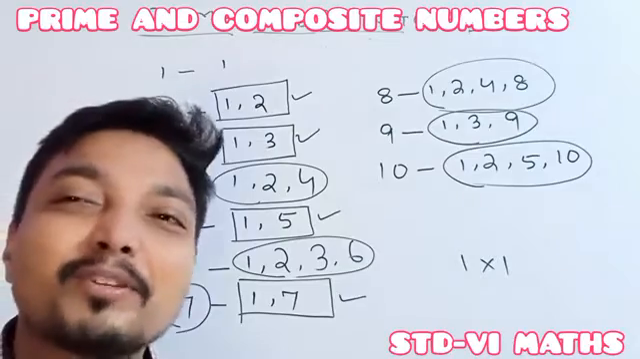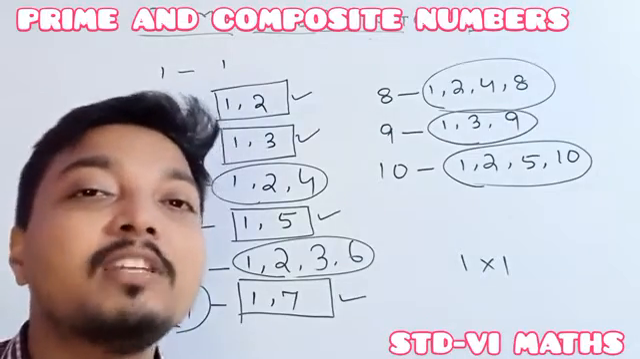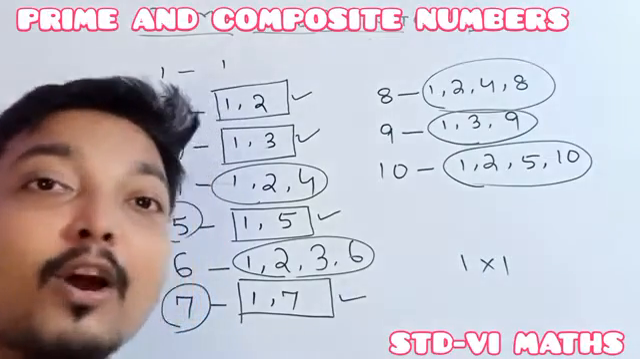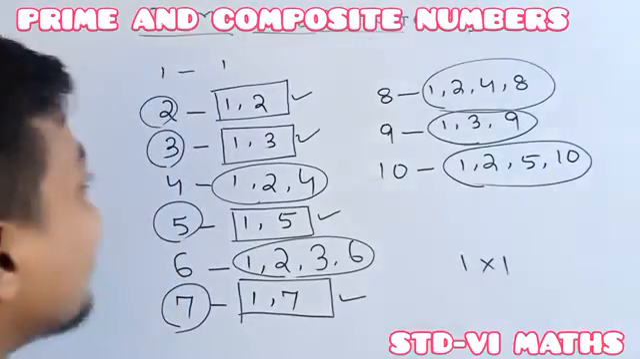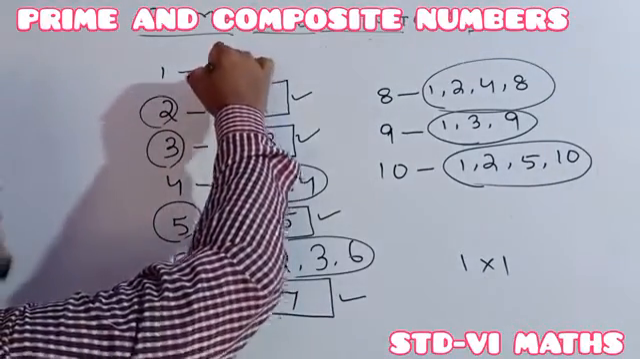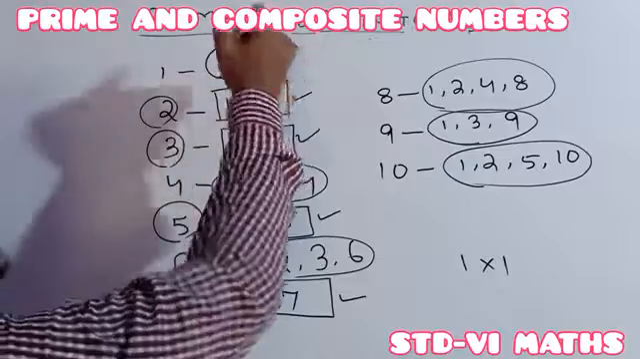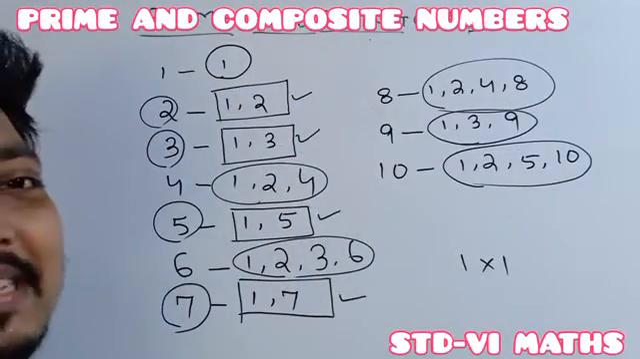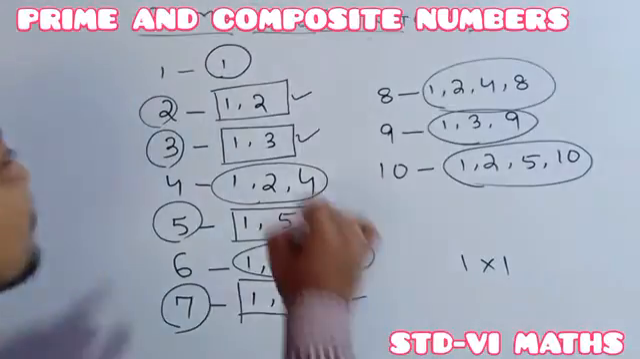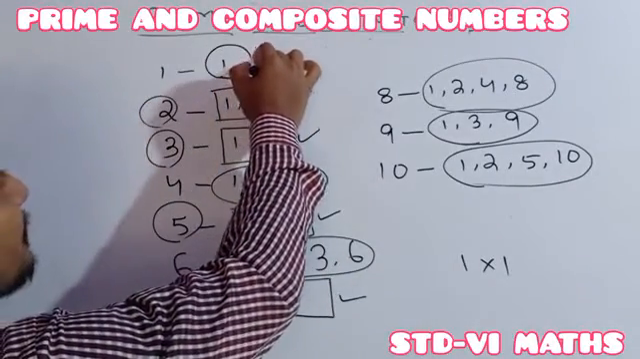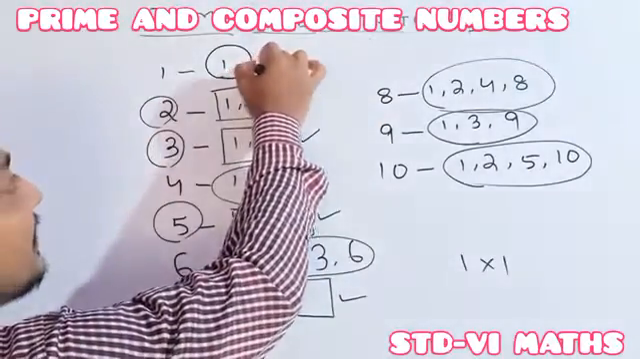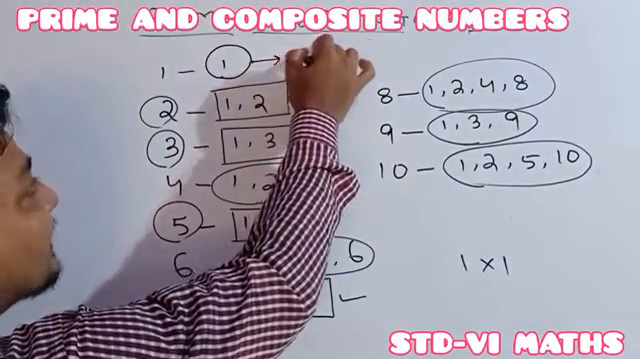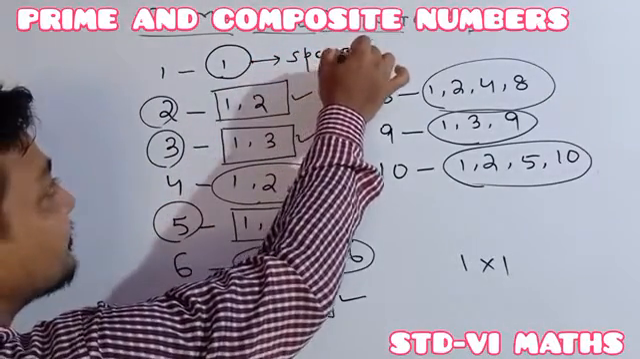Understood? But many students say, sir, the numbers which are not prime are composite. Not prime does not mean composite. Just see why. Because this number, 1, is one number which has only 1 factor. So the number which has only one factor, 1, is the special one. So it is neither prime nor composite. We can call it a special number.